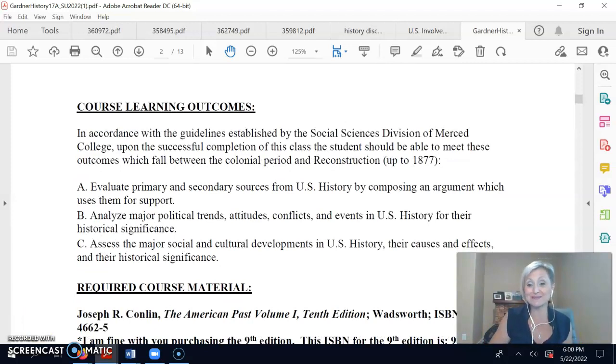The learning outcomes are the same no matter what history course you're taking at Merced College. We just change the subject. So the first learning outcome, these are the big things you're supposed to get by the end of the semester, is to be able to evaluate primary and secondary sources by composing arguments. That means you have to write, which uses them for support.